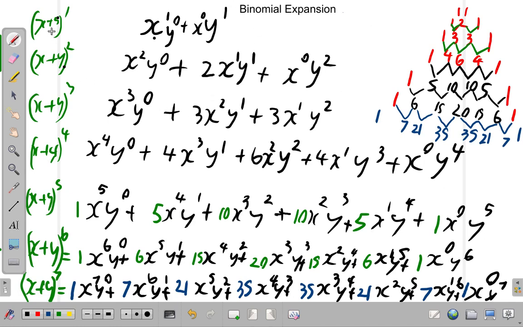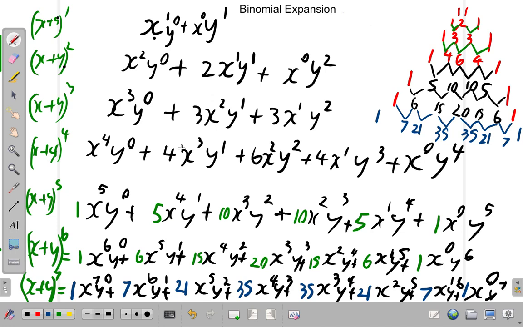we looked at expanding x plus y to the power of 1, then the power of 2, then the power of 3, then the power of 4. And we saw that it was a lot of work. The amount of work you had to do increased rapidly.